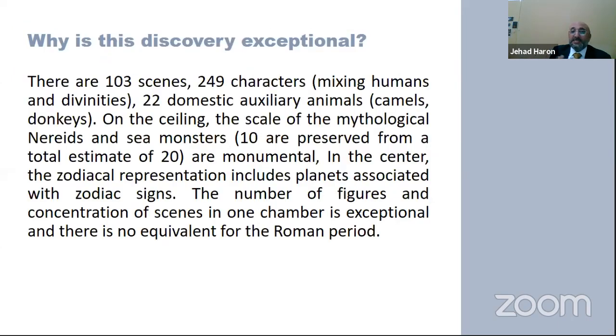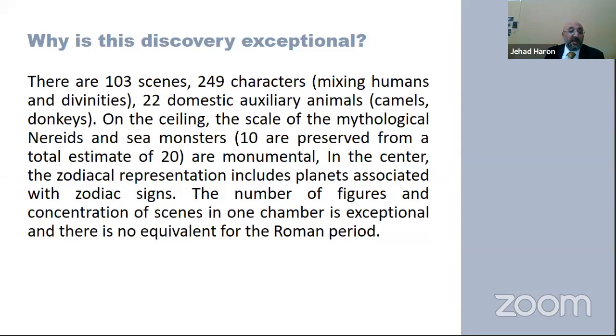Why is this discovery exceptional? There are 103 scenes, 249 characters mixing humans and divinities, 22 domestic scenes, animals, camels, donkeys. On the ceiling, we have the scale of the mythological nereids and sea monsters. Ten are preserved from a total estimate of 20, and they are monumental.